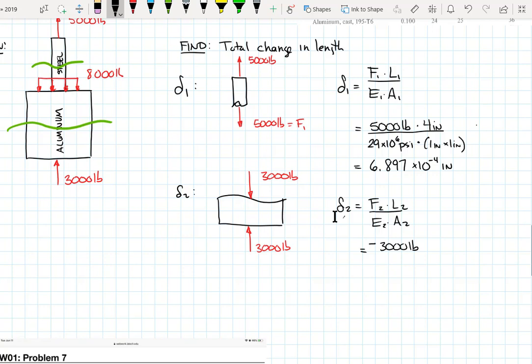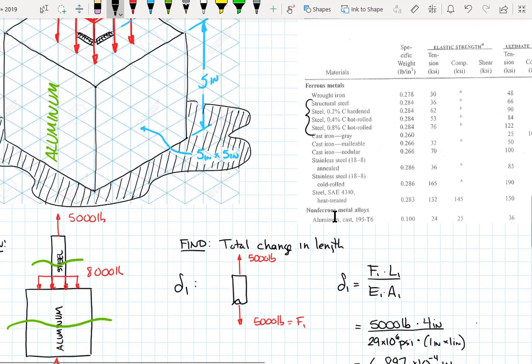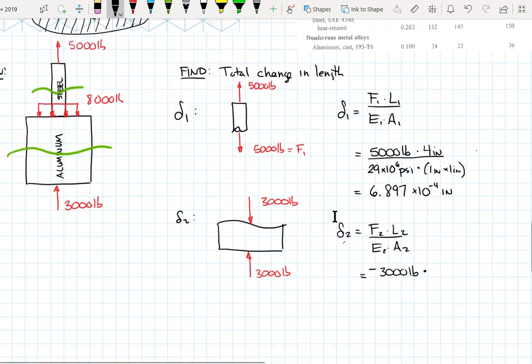But it's not 8,000. You got 8,000 pounds sitting on top of the aluminum, and that can confuse people who don't draw the free body diagram. They can think, well, there's 8,000 pounds pushing on it. But there's actually only a net of 3,000 pounds pushing on it because you got the 5,000 pulling against the 8,000. So it is useful to draw the free body diagrams. The length of section 2 is given here as 5 inches tall.